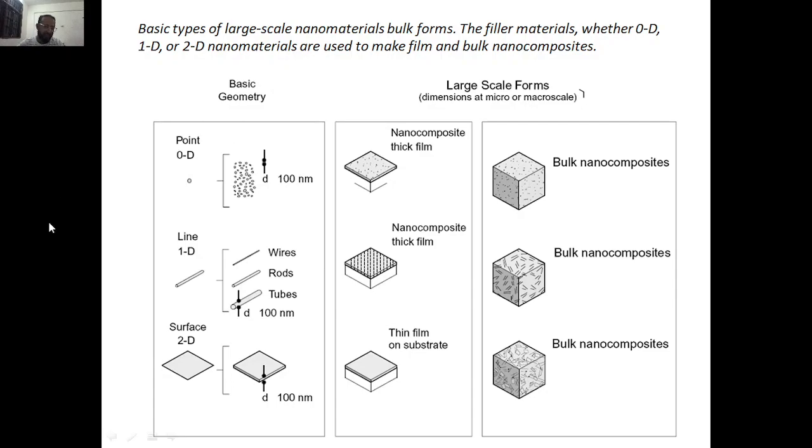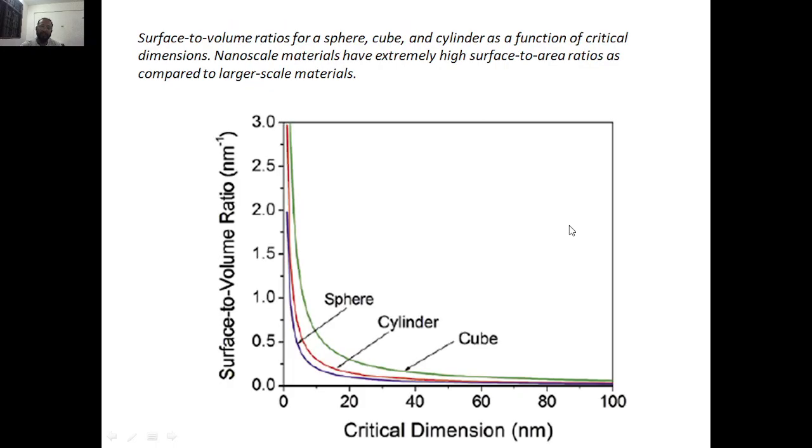Same thing goes for the carbon nanotubes, nanowires, rods and so on. Next we are on surfaces, 2 dimensional. With the help of n number of films you can get the thin film on substrate, and then bulk nano composites out of it. The same thing.